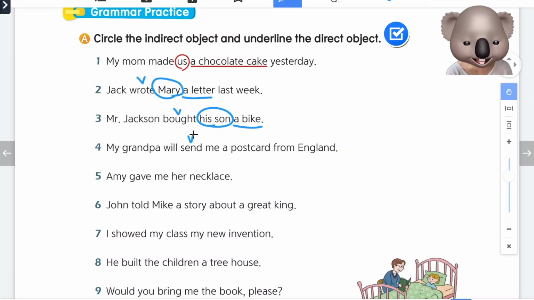Our verb is send. 누구? Me. Send me what? A postcard. Number 5, Amy gave me her necklace. Which word is our verb? Good. Gave. 누구한테? Me. What? 무엇을 줬어? Her necklace. In number 6, it says, John told Mike a story about a great king. What did John do? What's the verb? Told. 누구한테? Mike. 무엇을? A story.